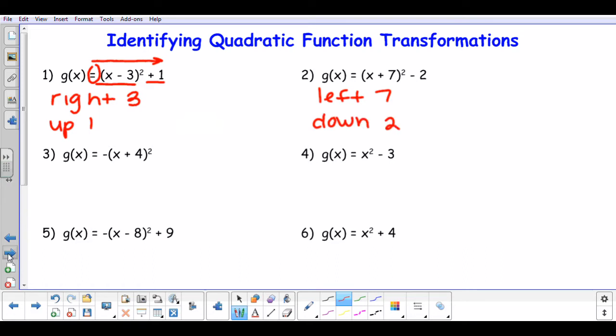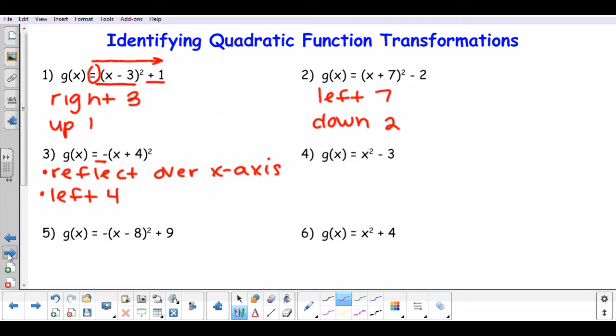If I look at number 3, in front of my parentheses this time, I do have a negative sign. So the negative indicates that I'm going to reflect over our x-axis. And then I can look inside of my parentheses and I have an x plus 4. And the addition again means that I'm going left 4 units.